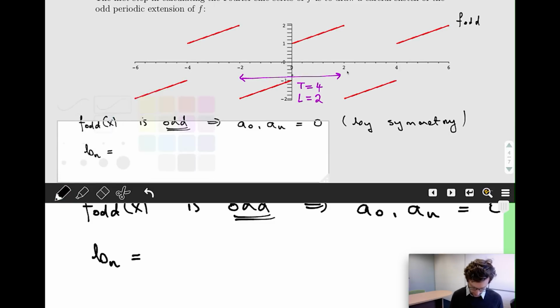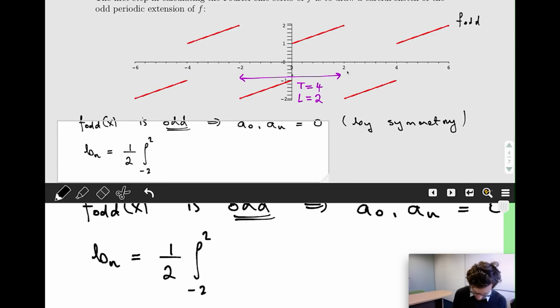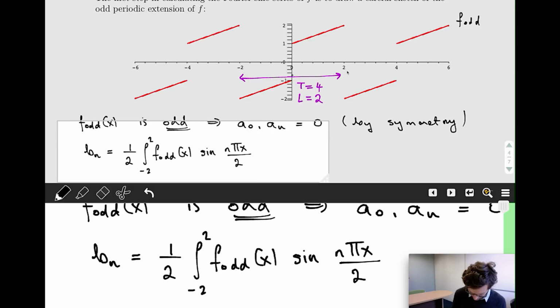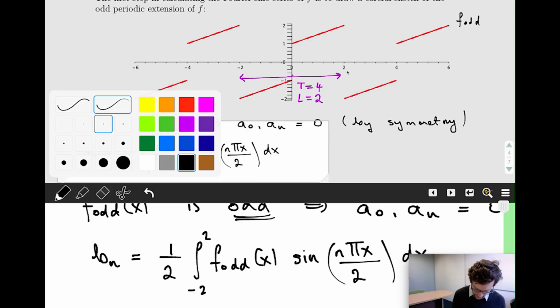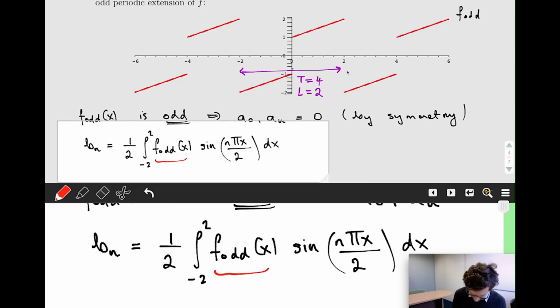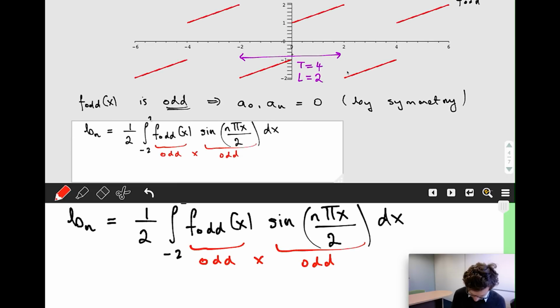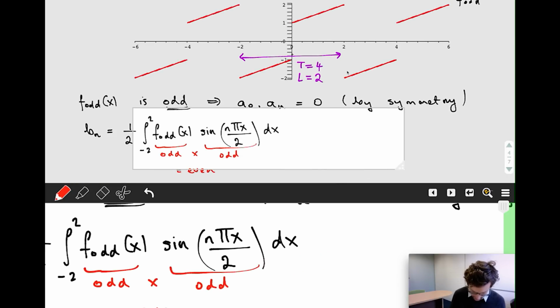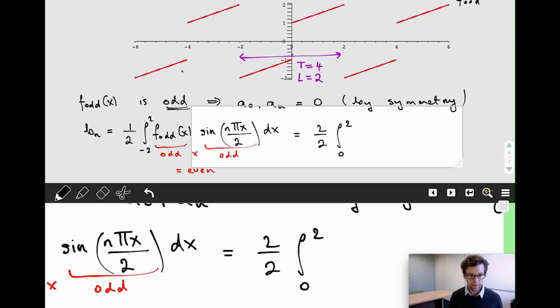So let's put that into our formula for bn. So we're going to have 1 over L, integral from minus L to L, of f odd x times sine n pi x over L dx. Again, we're going to make use of symmetry here. f odd is odd, and sine is odd. So we have an even function. So I can replace this integral from minus 2 to 2 with 2 times the integral from 0 to 2. And the nice thing about that is that now f odd between 0 and 2 is exactly f of x.